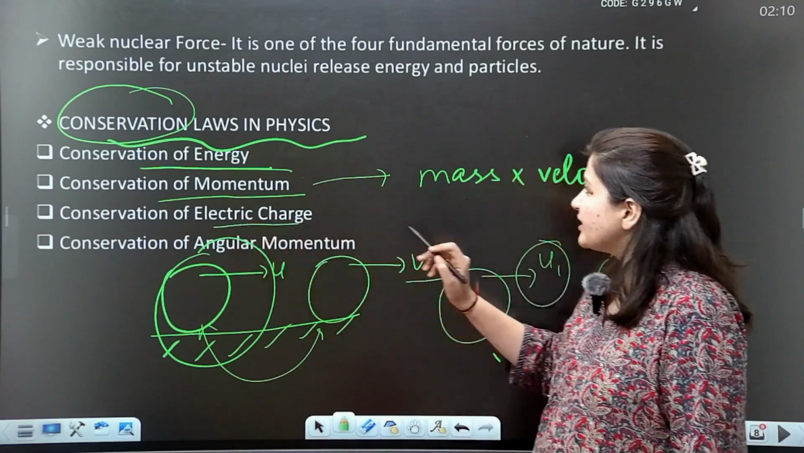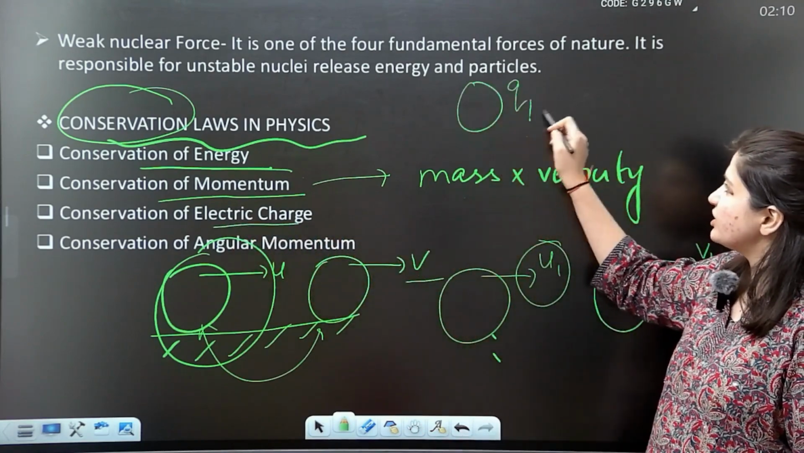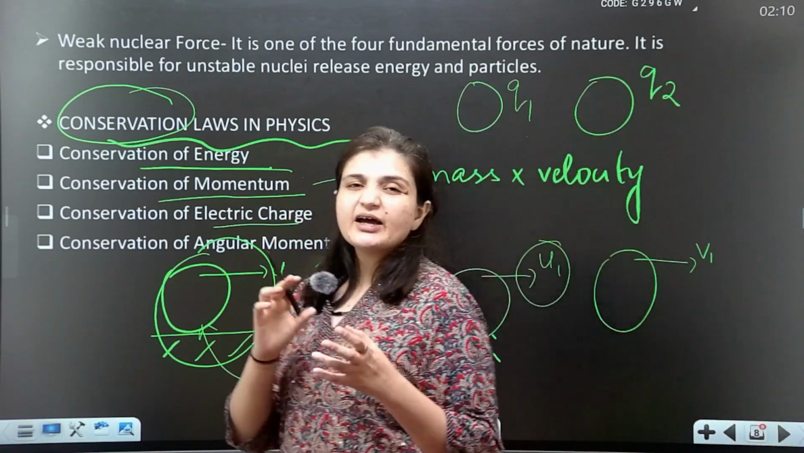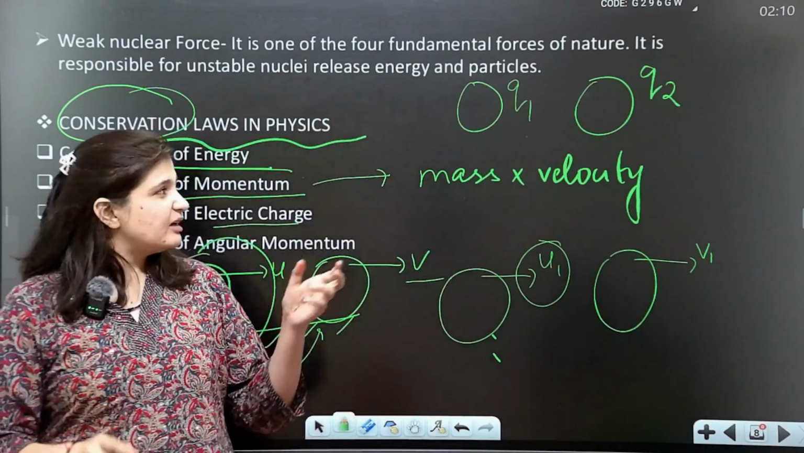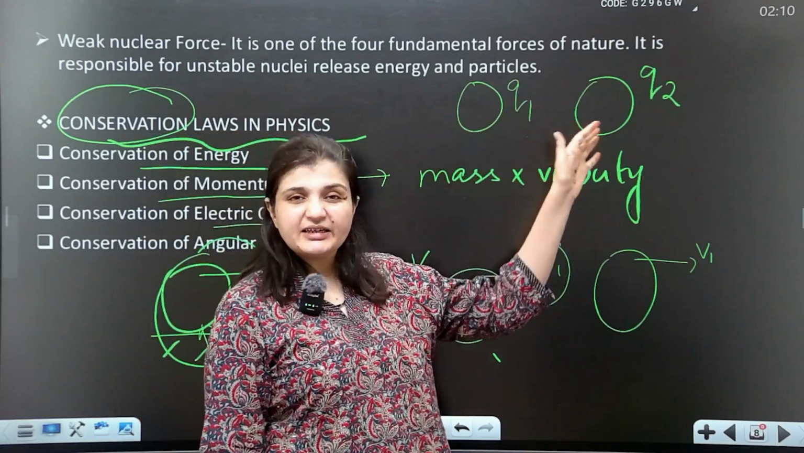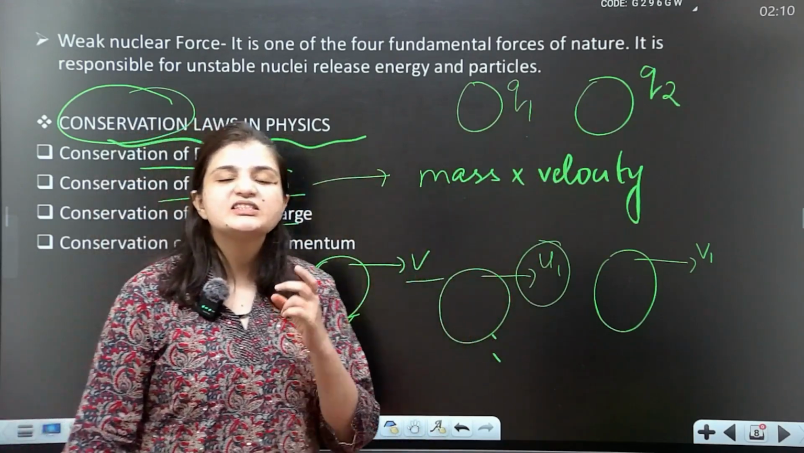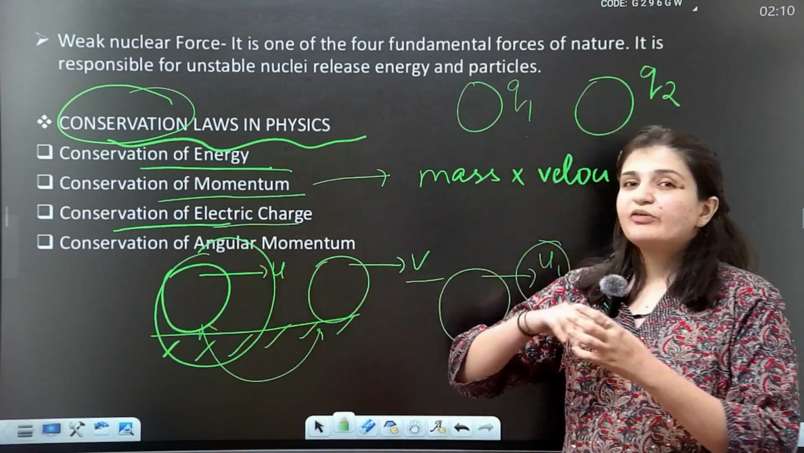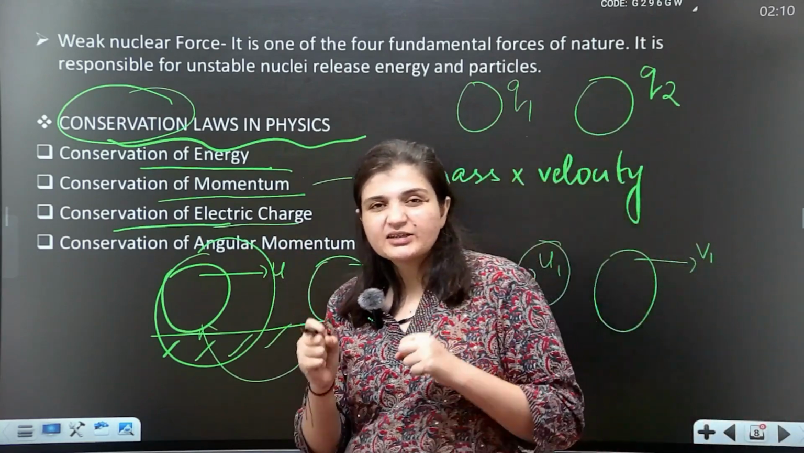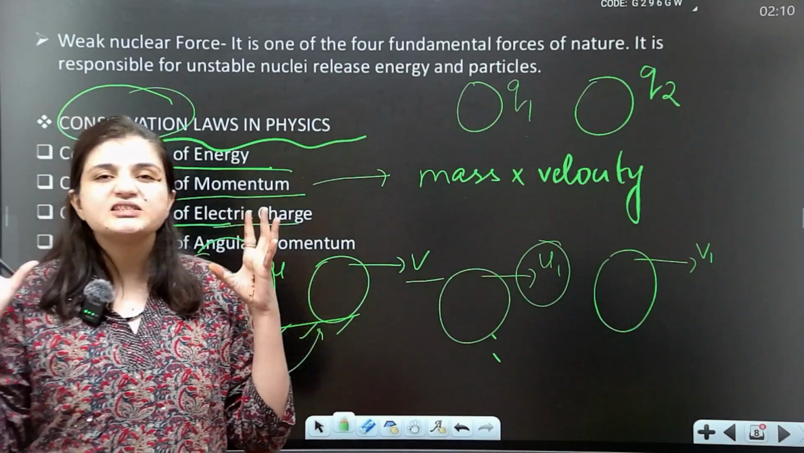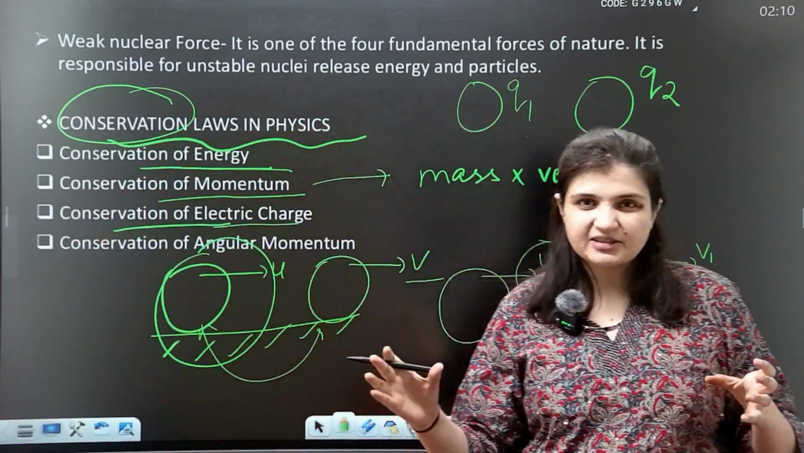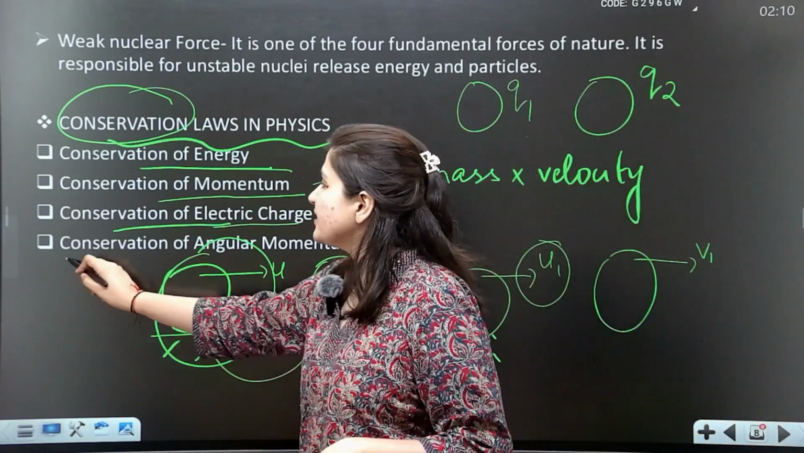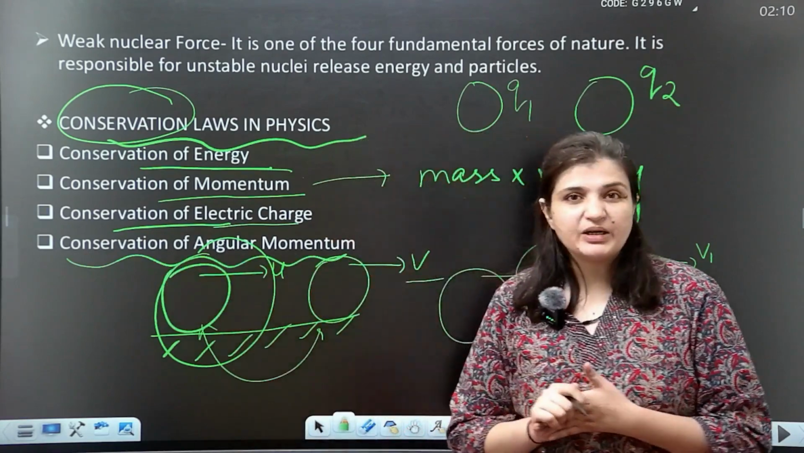Electric charge: we have the charge q1 on object 1 and the charge q2 on object 2. When they are rubbed, or when they are in contact, the total value of the charge remains constant. That is what we call the conservation of electric charge. Then comes the conservation of angular momentum.